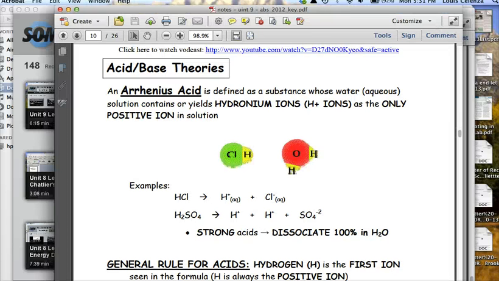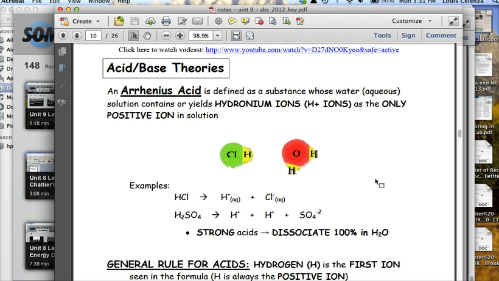Alright, so here we are with Unit 9, Lesson number 4, and we're going to start to get into the different theories about acids and bases, and there are two theories. One is called the Arrhenius acid-base theory. The other one, which we'll do later on, is called the Bronsted-Lowry theory, but for the most part on the Regents exam it's referred to as the alternate theory.